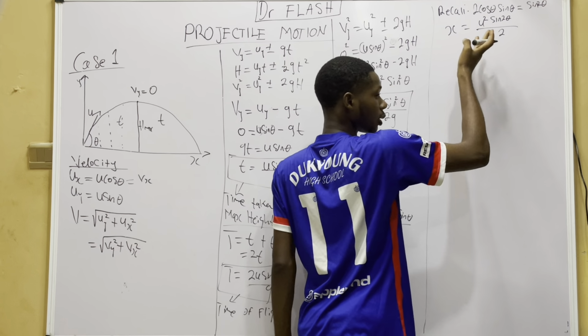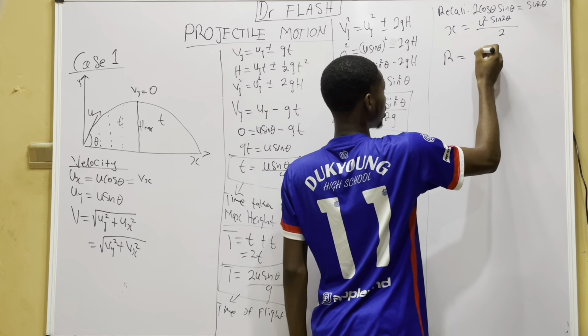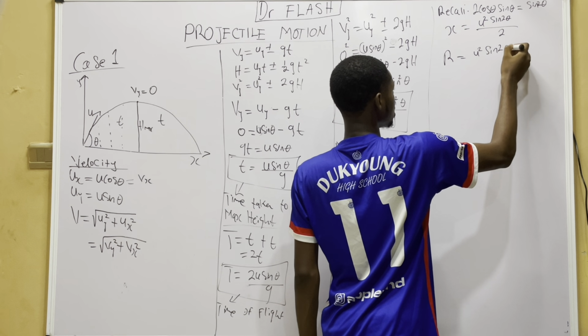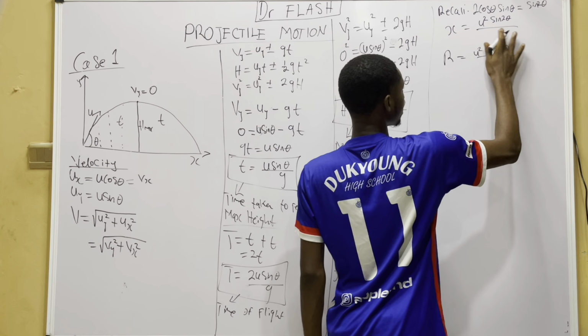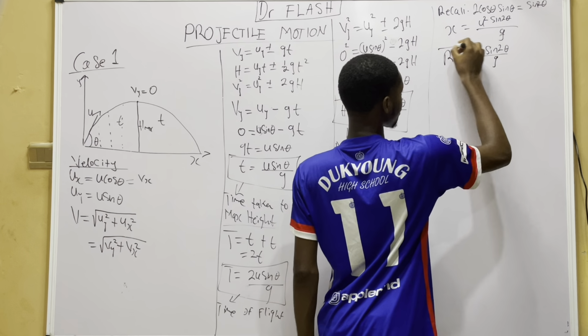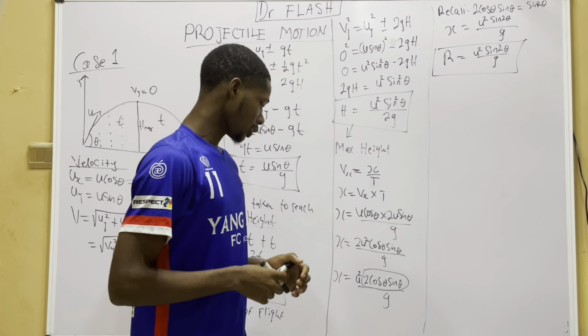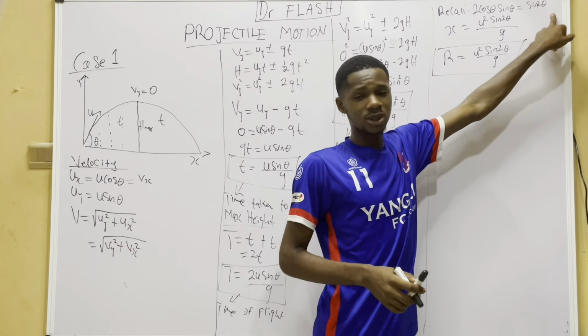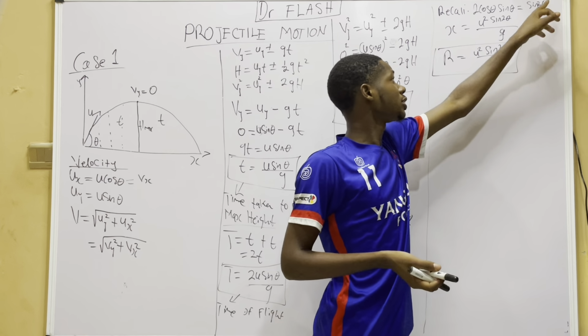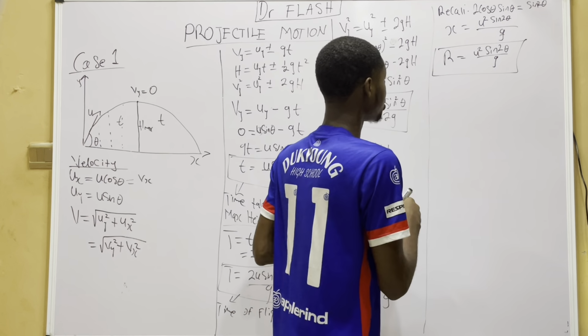Now since we're looking for range, I'm going to call this x range. So I'll represent this as R equals u squared sine 2 theta over g. Okay, so this is basically the formula for calculating range. Now some of you might still be confused as to how I got sine 2 theta. I'm going to brief you about how it's done.